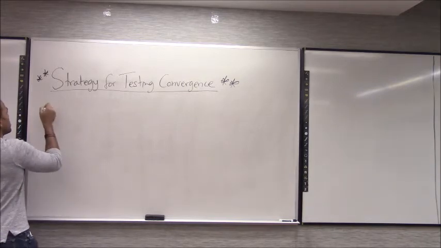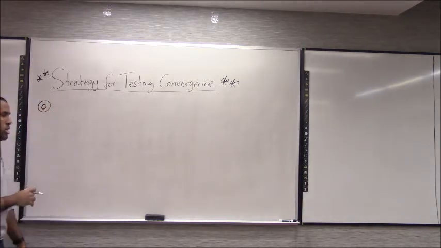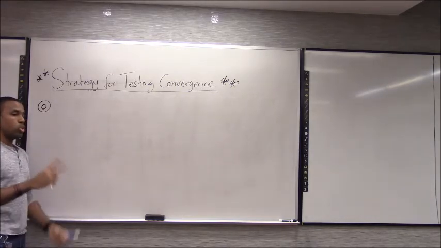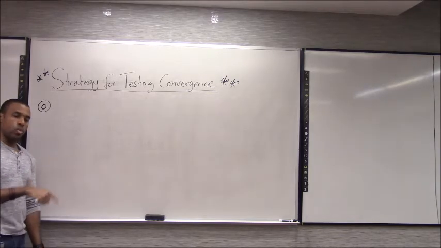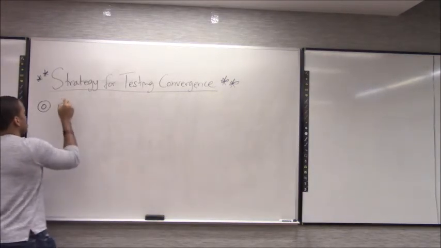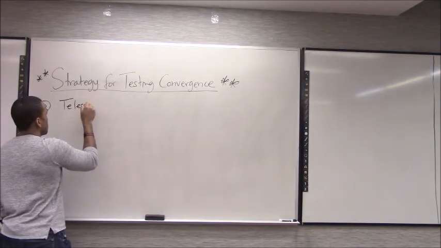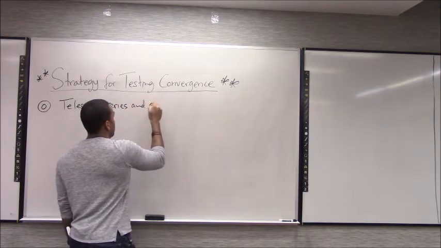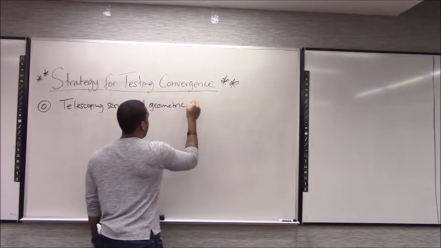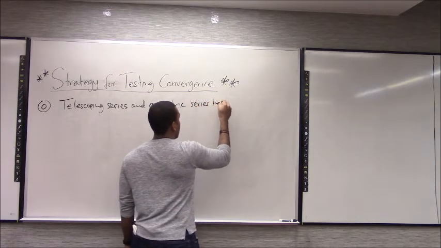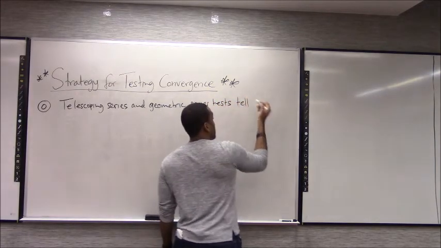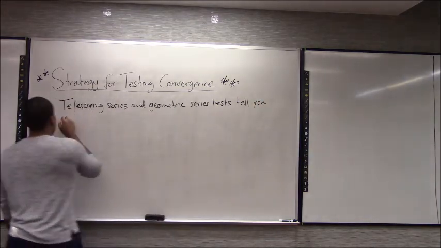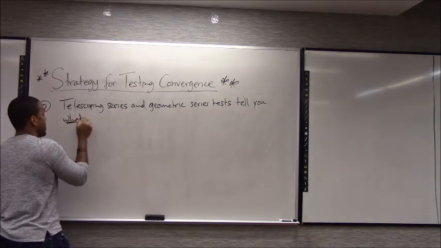So first of all, there's a 0th step to the strategy. You'll notice that out of all the convergence tests I told you, 2 of them specifically tell you exactly what the series converges to. This was the telescoping series and the geometric series. They tell you not only that something converges or not, they tell you what something converges to, which is quite strange. You can actually find the exact answer.